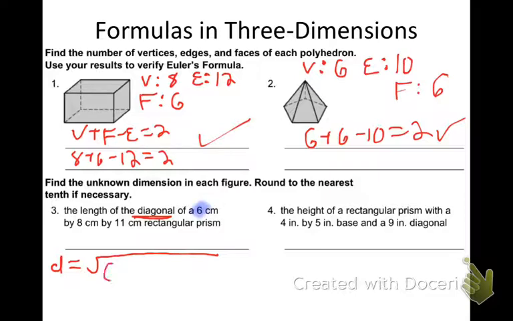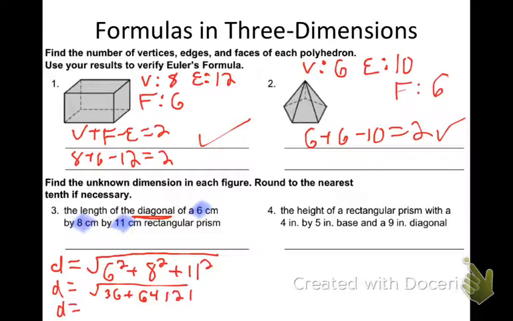That length is 6, so I have 6 squared. Plus, what's my width? 8 squared. Plus, what's my height? 11 squared. So 6 squared equals 36.